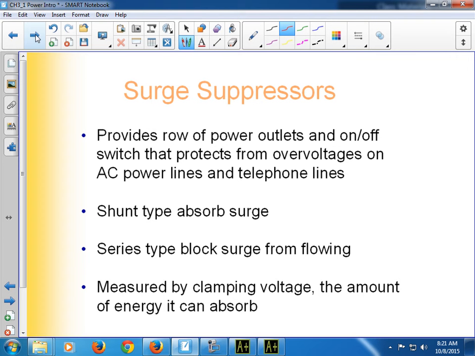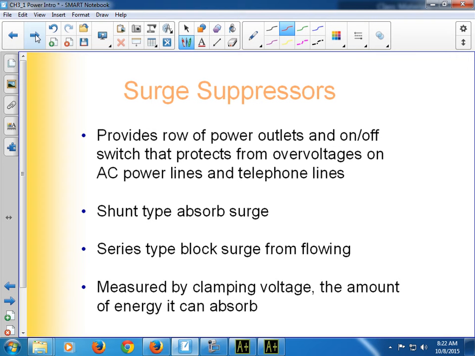It is the least expensive thing to buy for your house, and it's the least understood of the devices. Is this a surge suppressor or a power strip? You can't tell from there. You can't tell. They look exactly the same. A surge suppressor and a power strip.